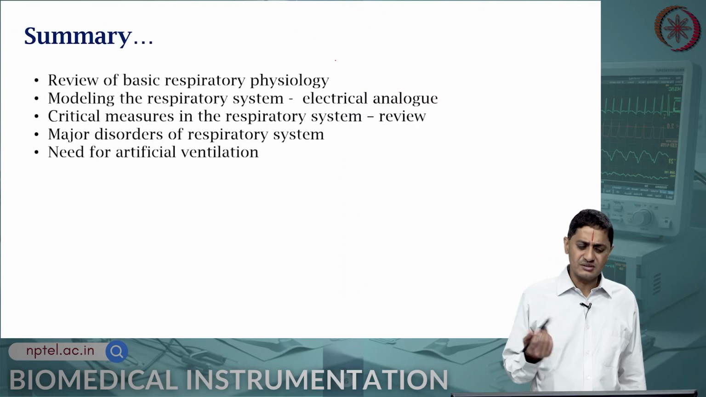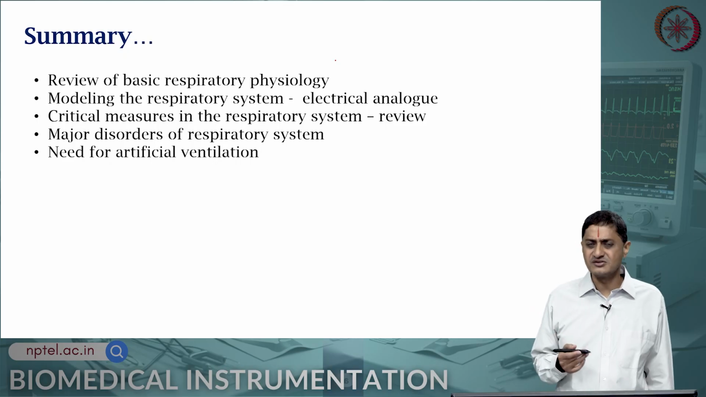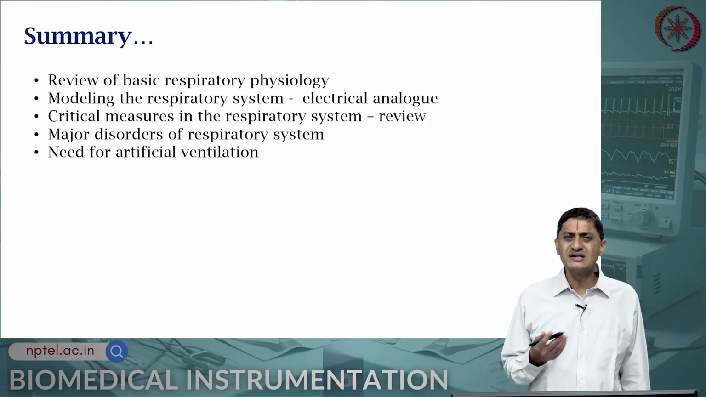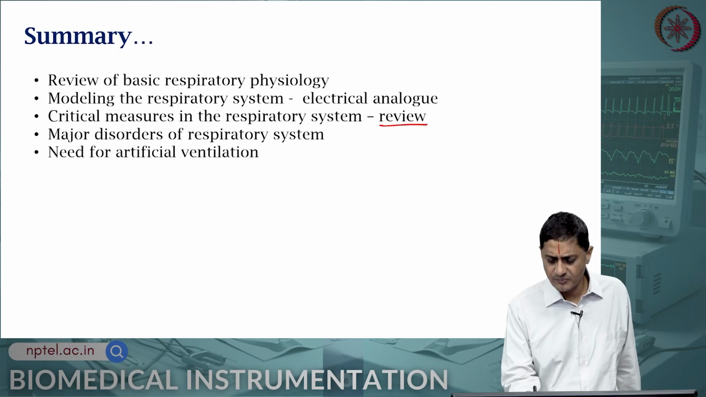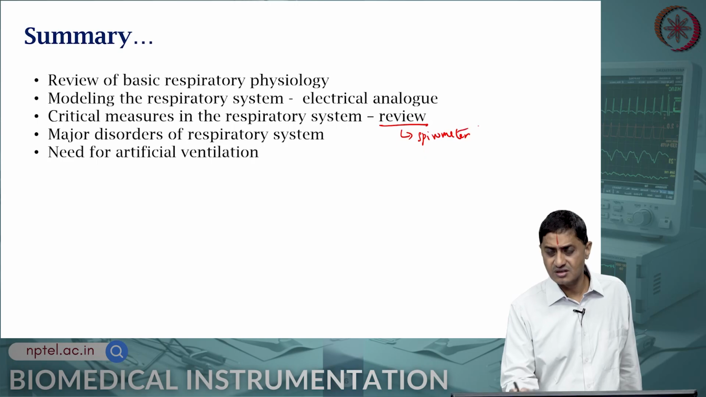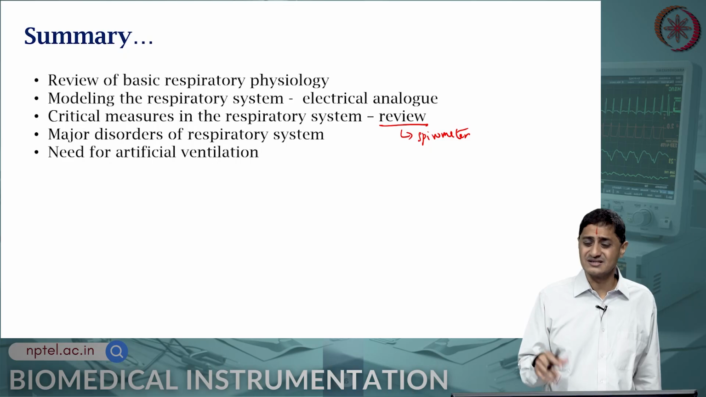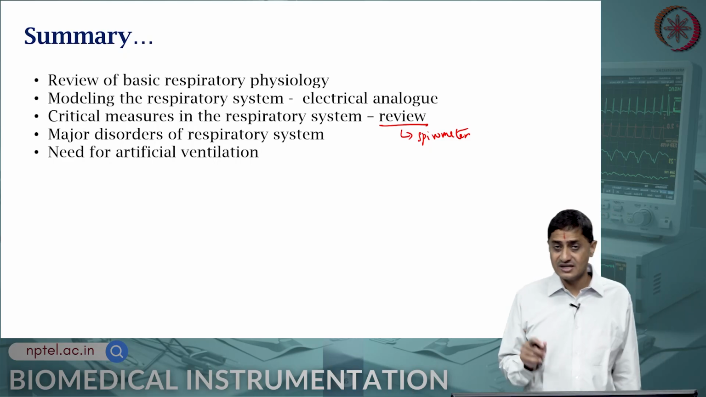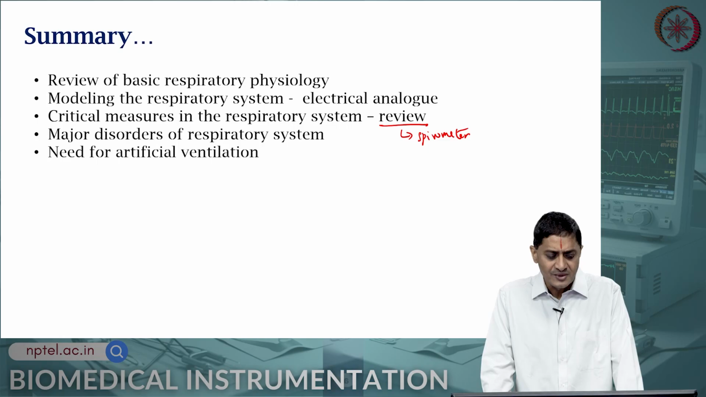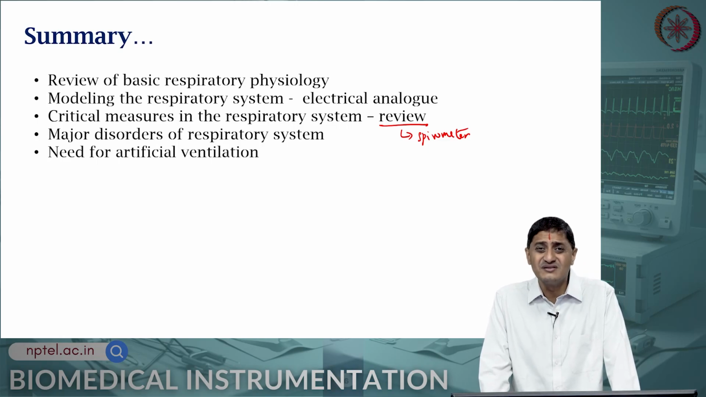In this video, we looked at basic respiratory physiology, modeling of the respiratory system using an electrical analog. What are the critical measures in the respiratory system? A review. We saw this in the spirometer video. I will ask my TA to post the original video link, because I did not go into this in detail. The volumes and capacities slide, I did not go into in detail in this video, but I have done that in the previous video. And the disorders of the respiratory system, what is the need for artificial ventilation, and what are some of the things that the physiological system does that we will have to do using artificial ventilation.